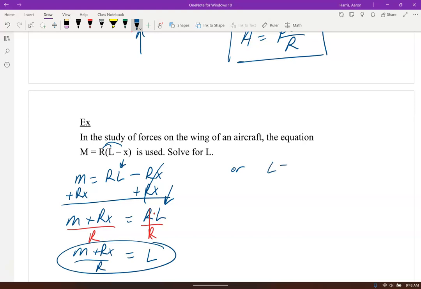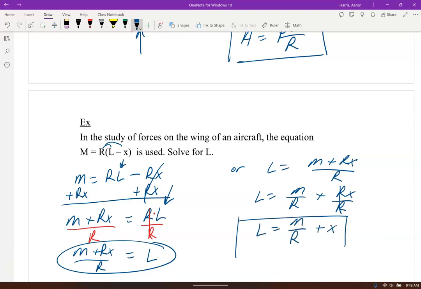Or you could also write it this way. This is also true. That's a common denominator, and notice the R's cancel. So this is also another way to write that. Either one is true.